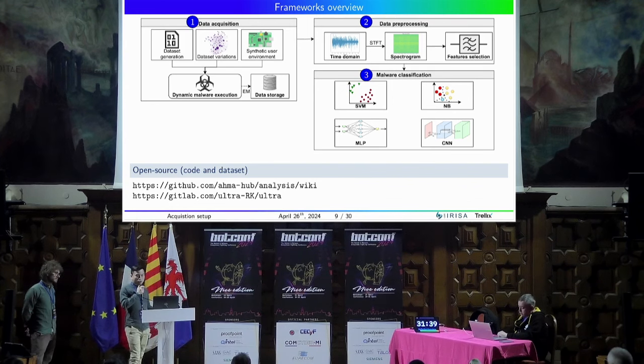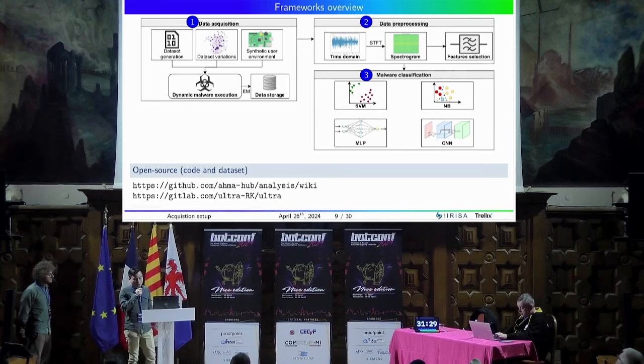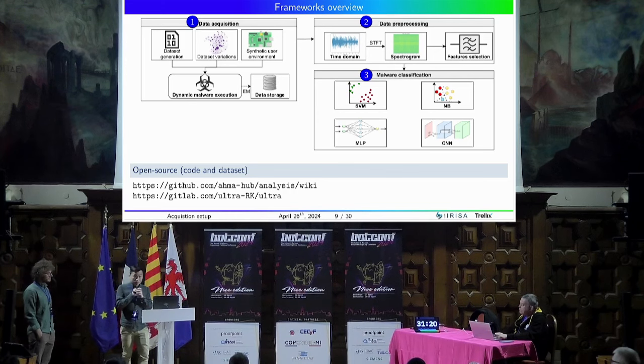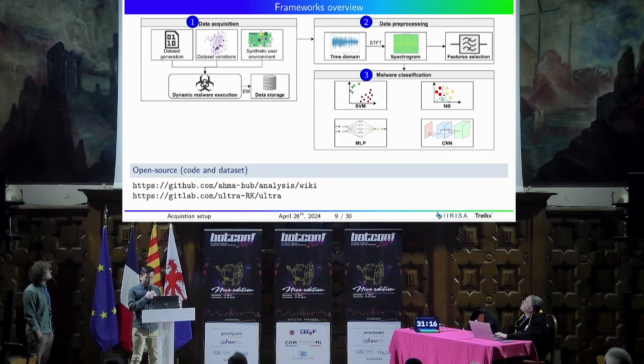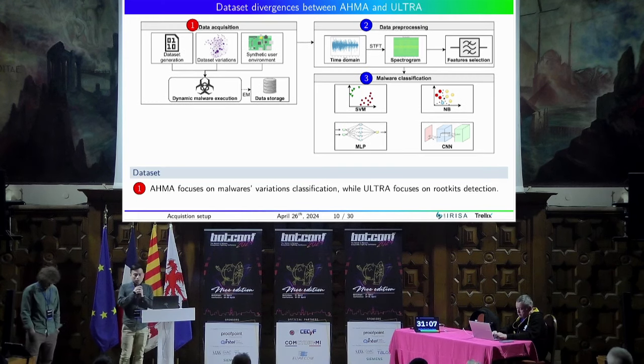For the data pre-processing, the data from the side channel or the EM is mostly raw traces in the time domain. We need to convert it, with a short-time Fourier transform, to a spectrogram. We select the features and then feed them into the models, with both machine learning and deep learning. All of the code and the dataset of our work has been open sourced, so just feel free to have a look.